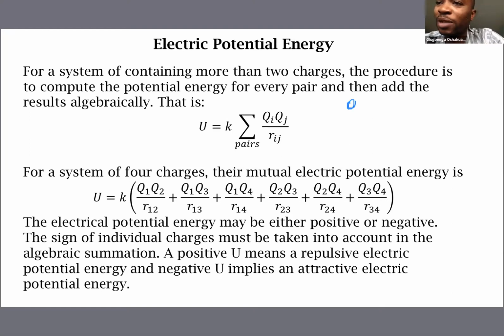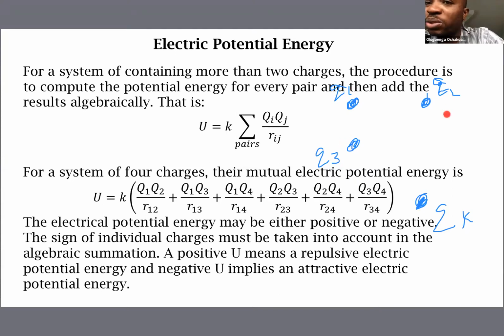So when we have Q1, Q2, Q3, Q4, they can be anywhere. We are going to use that equation 15. We'll start by calculating the potential energy between Q1 and Q2. Then we go to Q1 and Q3. Then we go to Q1 and Q4.